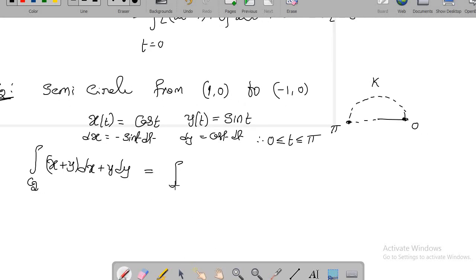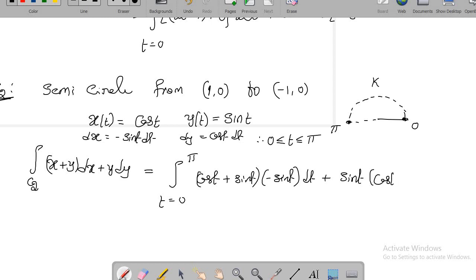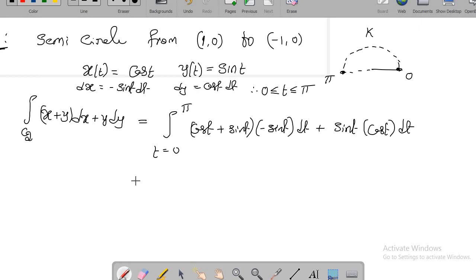Now this is equal to the integral, t equal to 0 to pi. You know what x plus y is, that is cos t plus sin t, into dx. dx is negative sin t dt, plus y is sin t and dy is nothing but cos t dt. I hope you can cancel this, negative cos t into sin t, and this you can cancel.